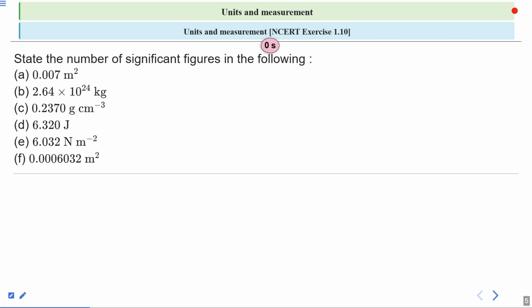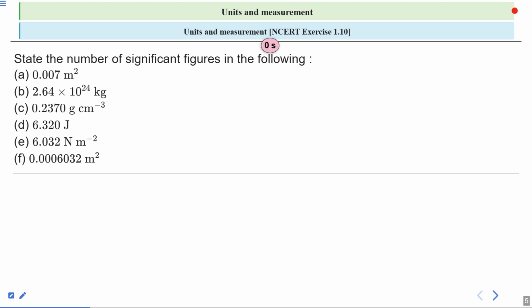So how many significant figures are in this option? First question, first part A. Could you please type it in the chat box? Okay, someone is saying 3. Some people are saying 1. Okay, the answer is actually 1.